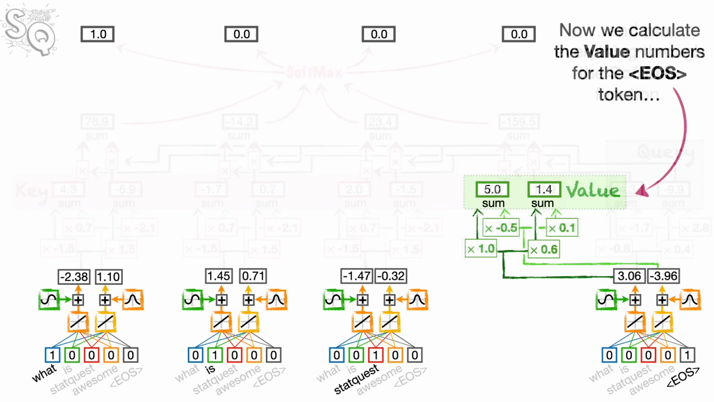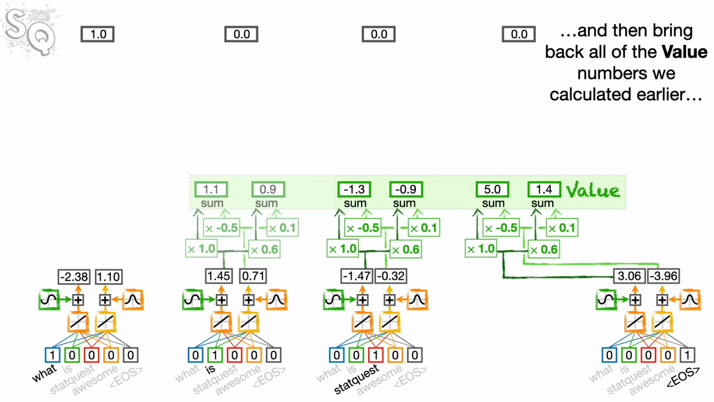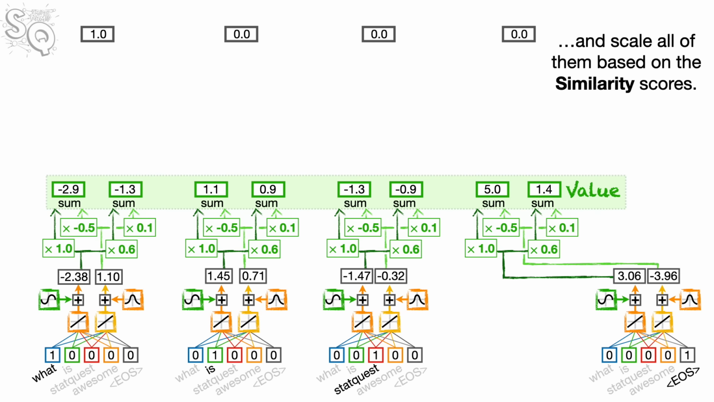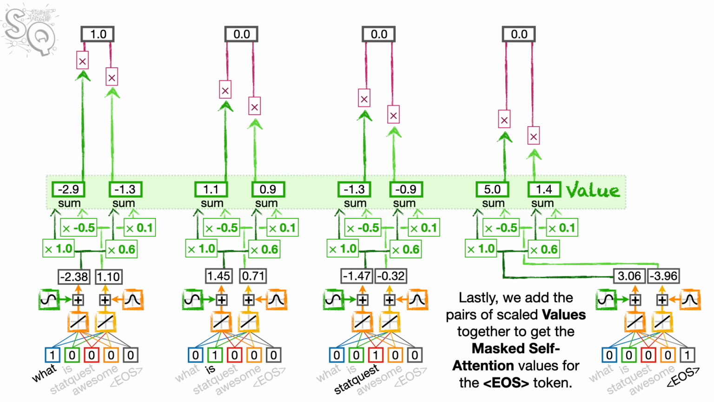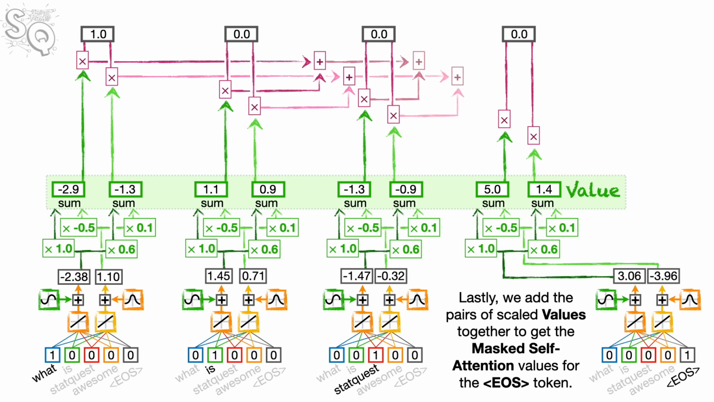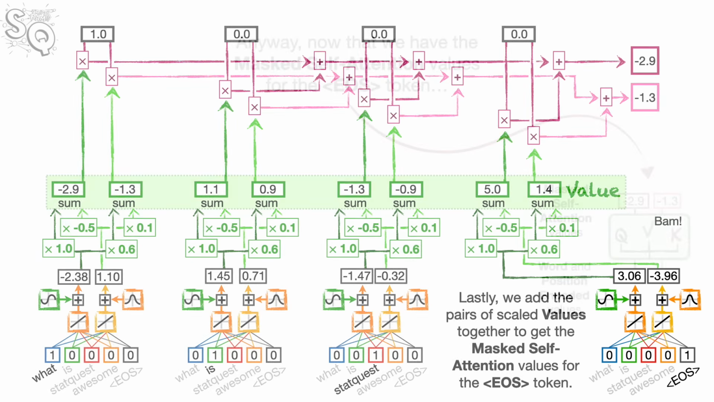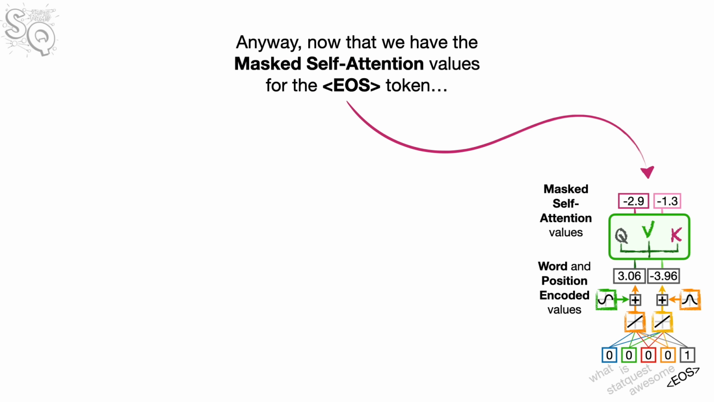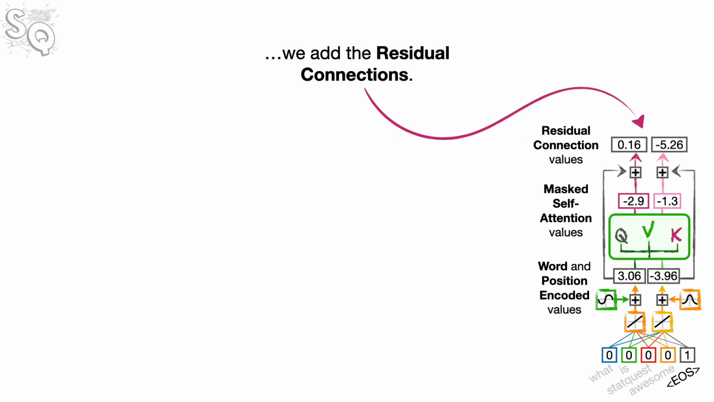Then we calculate the similarities between the query and the keys, and run everything through the SoftMax function. Now we calculate the value numbers for the EOS token, and bring back all of the value numbers we calculated earlier, and scale all of them based on the similarity scores. Lastly, we add the pairs of scaled values together to get the masked self-attention values for the EOS token. Bam!